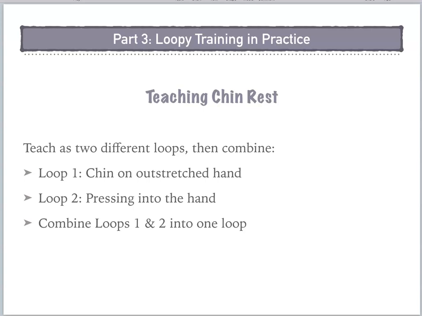And the way I'm going to demonstrate here is, first of all, I'm going to teach my dog to do a chin rest. I want her to put her chin in my hand, so that would be one loop. And then the next loop is I want to teach her how to keep her chin in my hand while I move my hand around. So the first loop is my anchor loop, and then I grow that anchor loop to be able to include the movement of my hand.